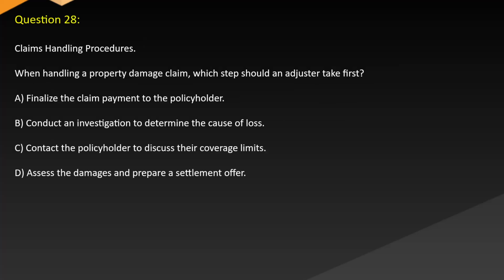Question 28. Claims handling procedures. When handling a property damage claim, which step should an adjuster take first? A. Finalize the claim payment to the policyholder. B. Conduct an investigation to determine the cause of loss. C. Contact the policyholder to discuss their coverage limits. D. Assess the damages and prepare a settlement offer.